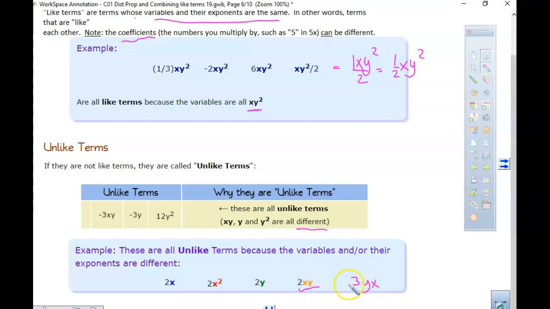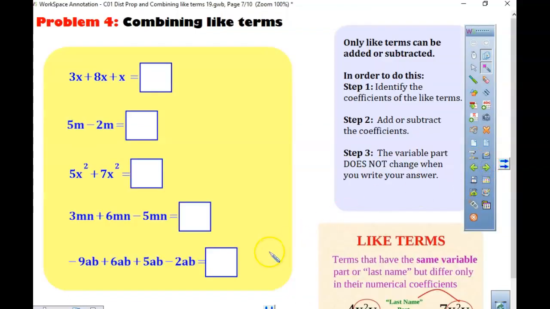Now, I will tell you that if you have something like 2xy and you have a 3yx, these two could be the same. The order of the variables doesn't matter. It just matters that they have the exact same ones when you look at that. So just be careful.